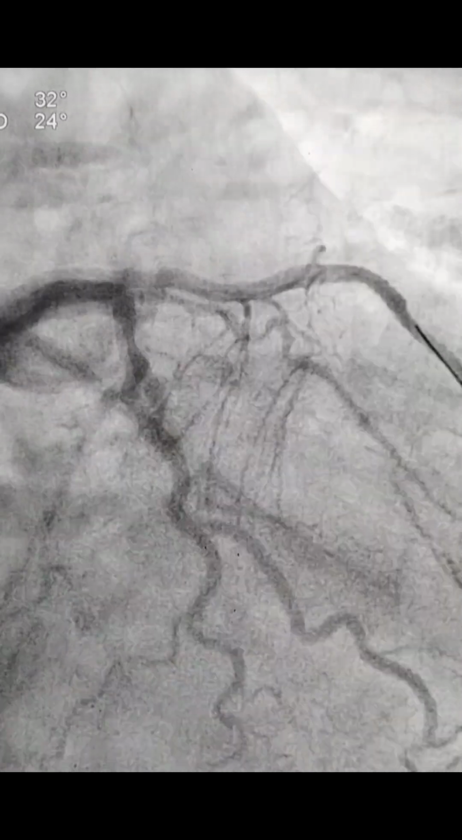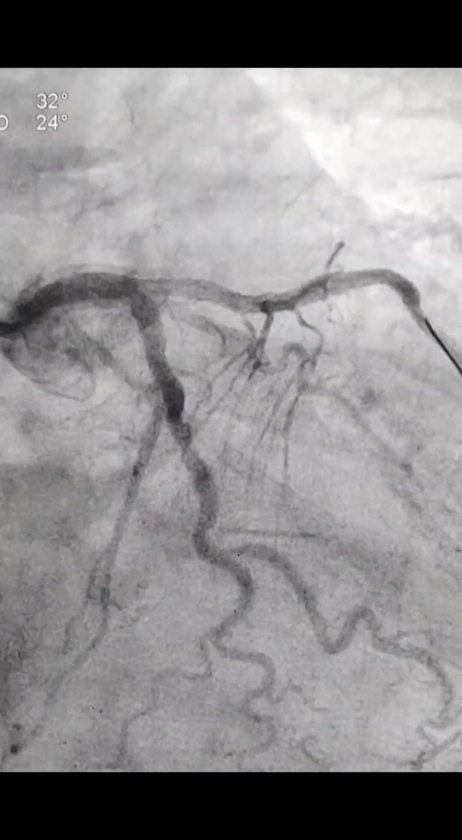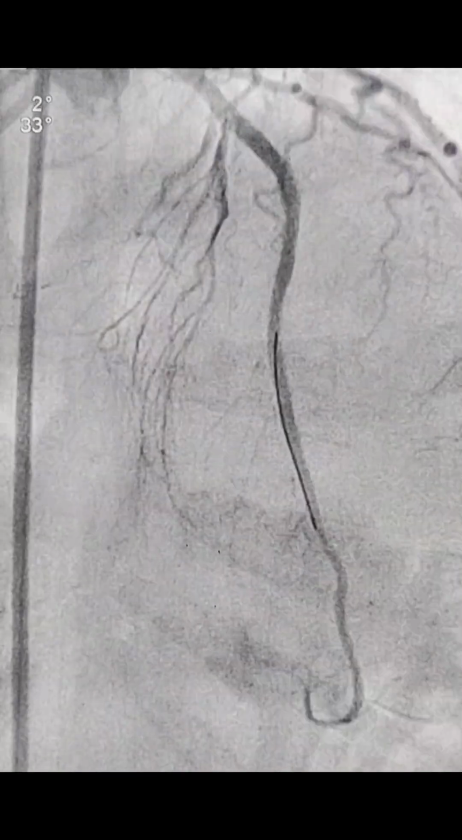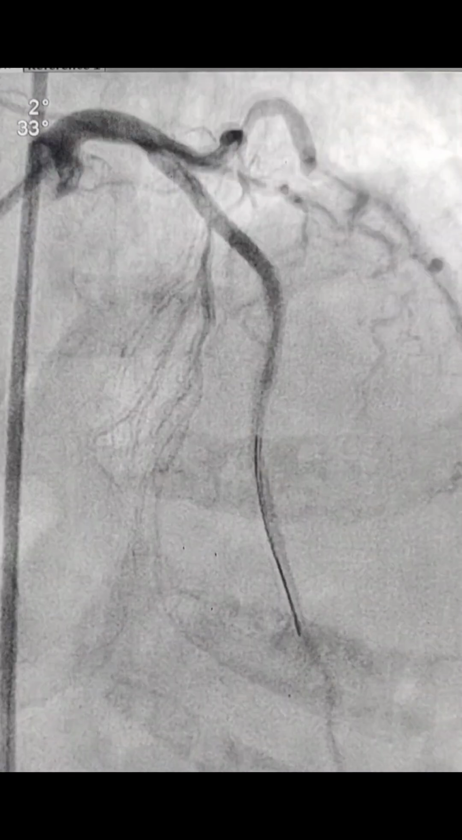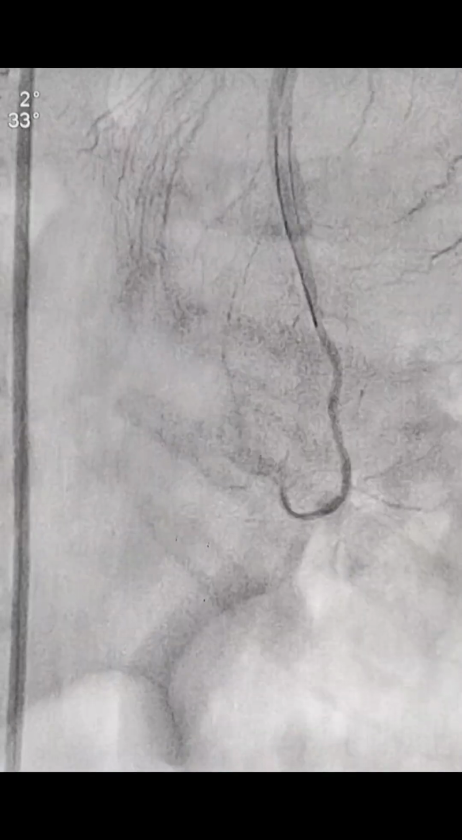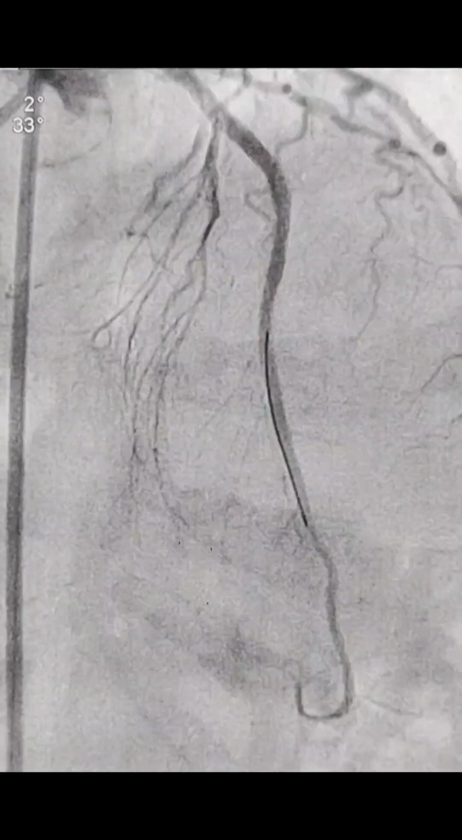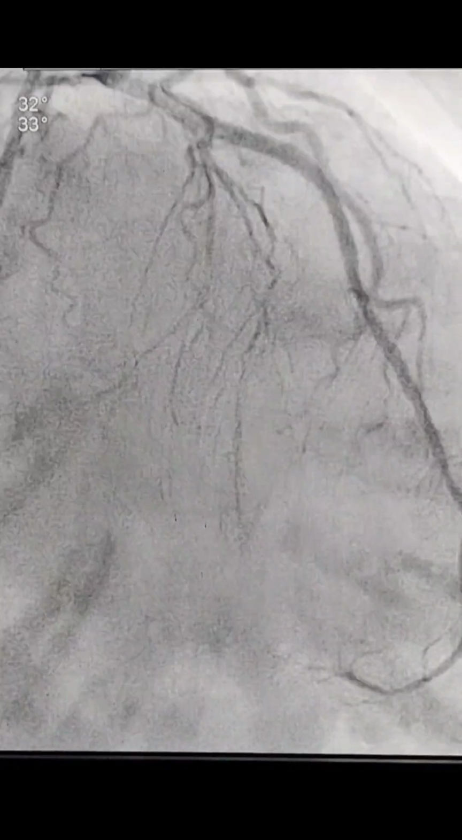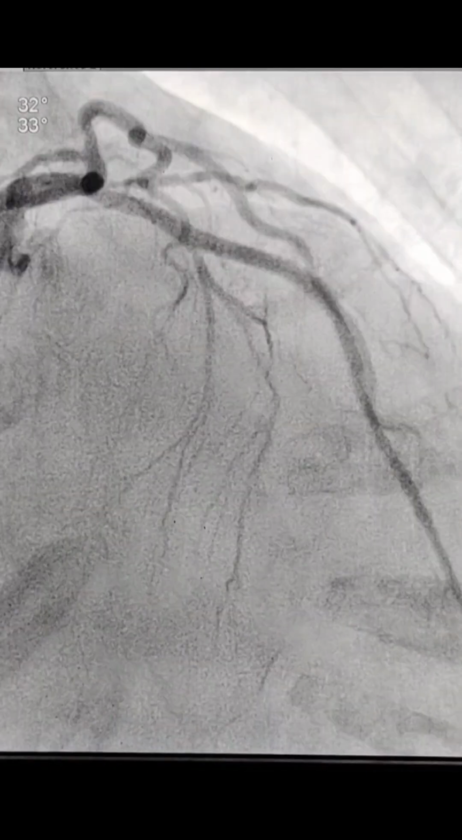So this is the scene after the deployment, and there was some under expansion of the stent, so we did the NC balloon for that. And after NC, this is the picture, and you can see how long the LAD is and beautifully opened right from the proximal to distal. And this was the areocranial view, and you can see how long the LAD is, and it is stented right from the proximal, mid, and part of distal LAD.